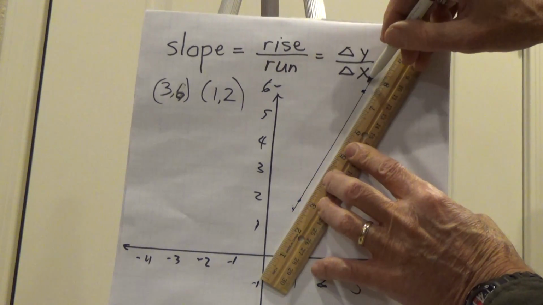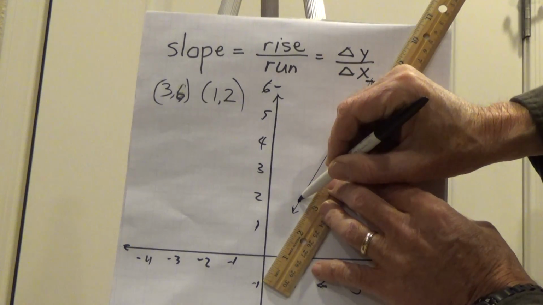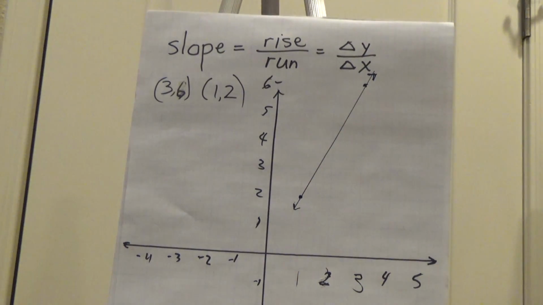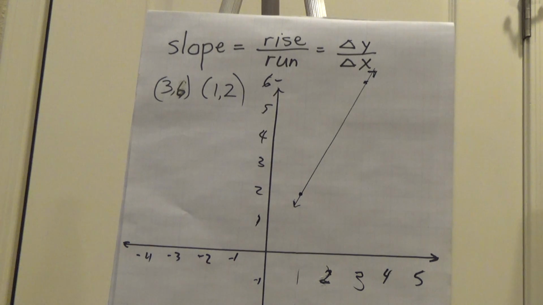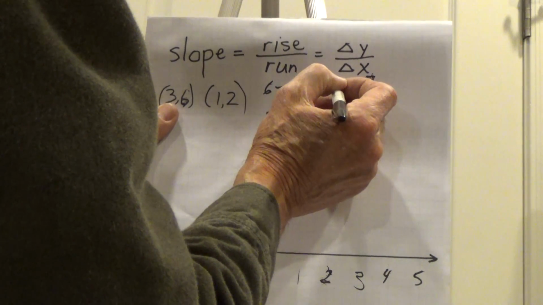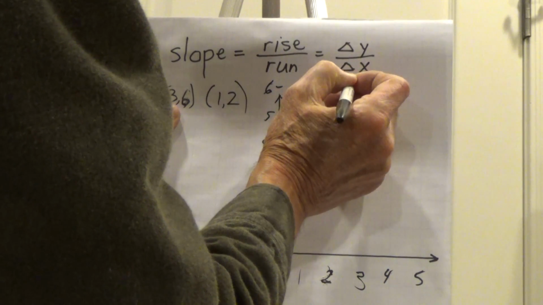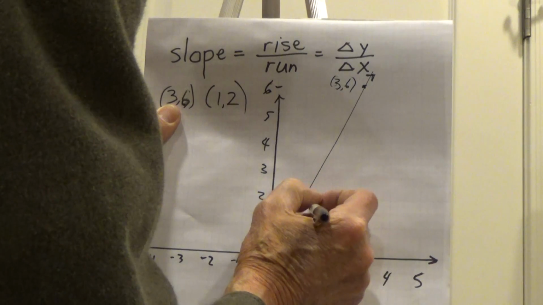And you see, if you look at what we just mentioned, this is uphill from left to right. The slope is positive. It's also pretty steep. Can you imagine trying to walk up that? You couldn't do it. So this is going to be an improper fraction. Okay? We'll label the point here. This is the point 3, 6. And this here is the point 1, 2.